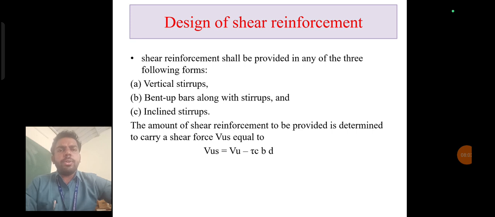Here Vu is the ultimate shear force, how much shear force is acting at that particular location, which you need to find out for that beam. Next, tau c is the shear strength, how much shear strength is available at that location. This shear strength you have to find based upon IS 456 2000. And next, b into d is the cross section of that element, where b is the width of the beam and d is the effective depth of the beam.